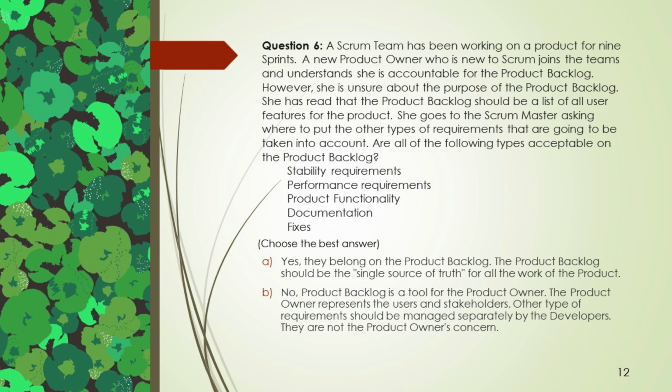A. Yes, they belong on the product backlog. The product backlog should be the single source of truth for all the work of the product. B. No, the product backlog is a tool for the product owner. The product owner represents the users and stakeholders. Other types of requirements should be managed separately by the developers. They are not the product owner's concern.